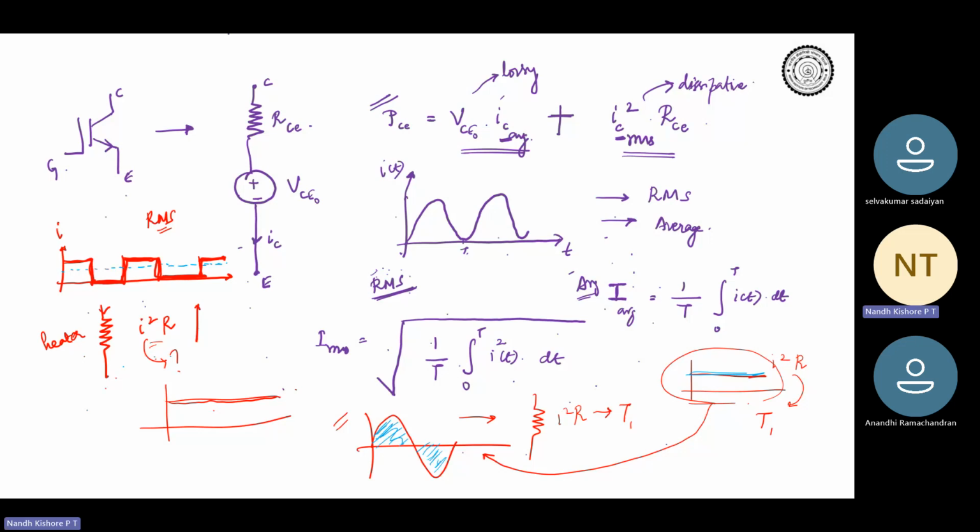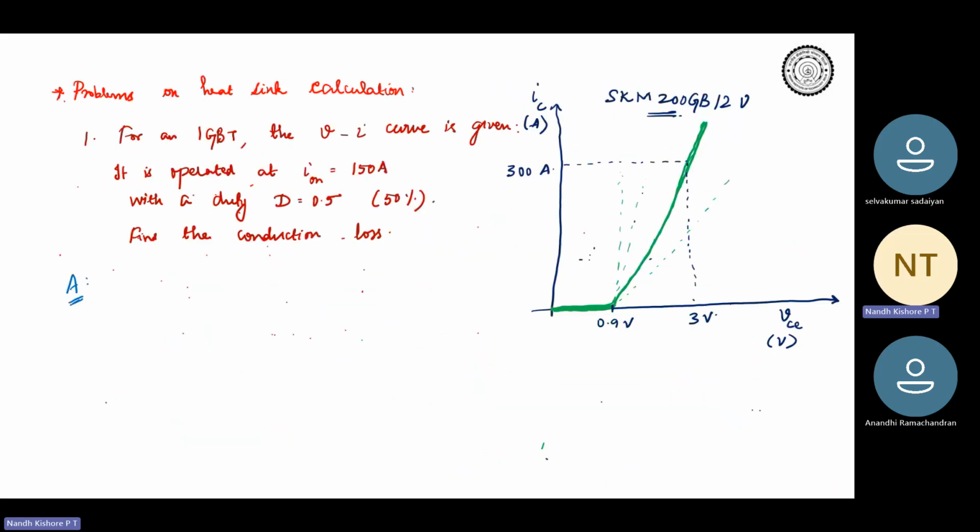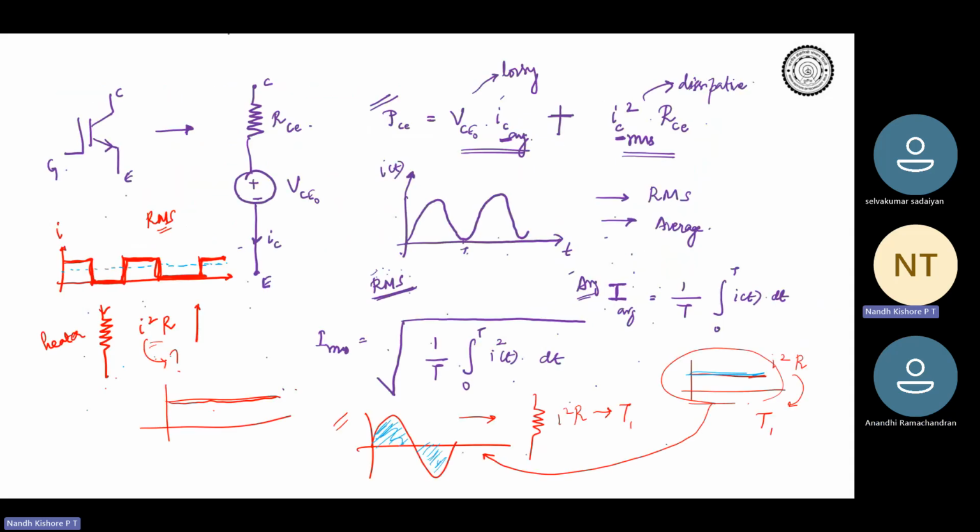So if you have to compute what the power loss is going to be, it is I RMS square into R plus whatever is your voltage drop into I average. So you should know what your I average and I RMS are. Over here in the question, they have given that ion is 150 amperes. You cannot just directly substitute 150 amperes over there. They have given a duty of D equal to 0.5. So with this, you have to compute what will be the I RMS and I average. Is this fine? How did this power equation come about?